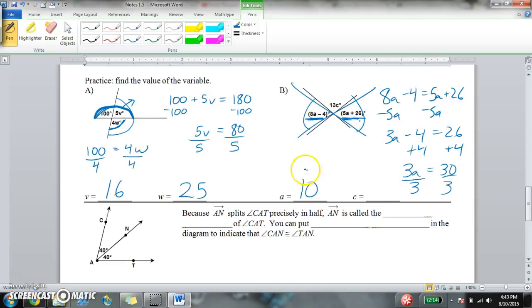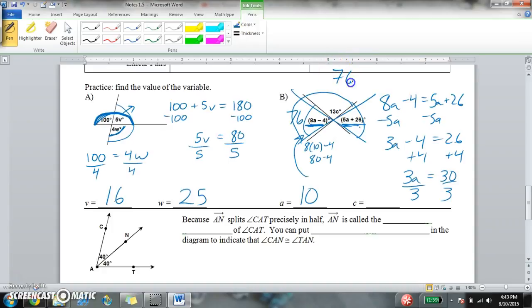Now that I know a equals 10, I can plug it back into one of these. So 8 times 10 minus 4, 80 minus 4 would give me 76 degrees right here. Now I know that 13c makes a linear pair with either one of these two vertical angles right here. So I can compare that.